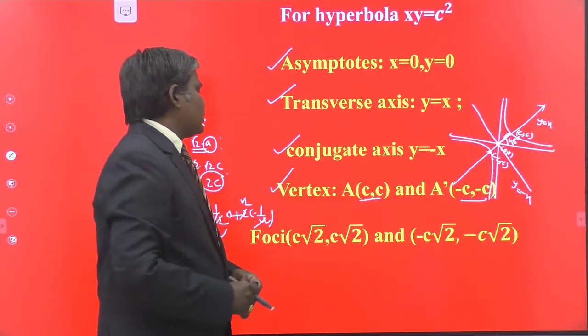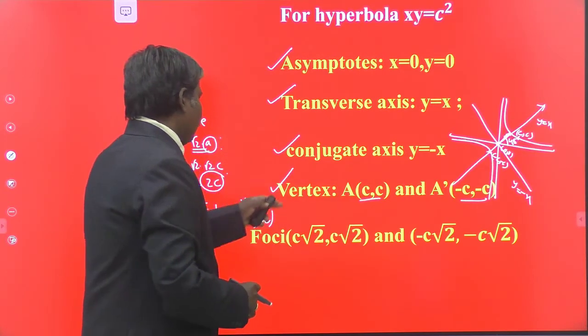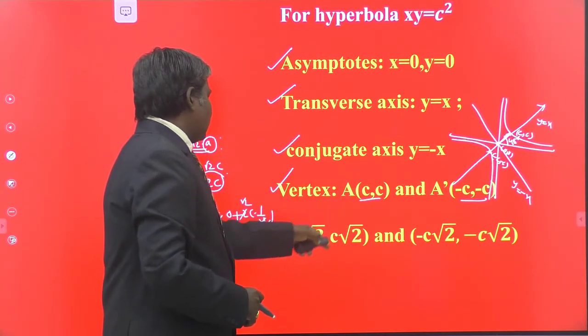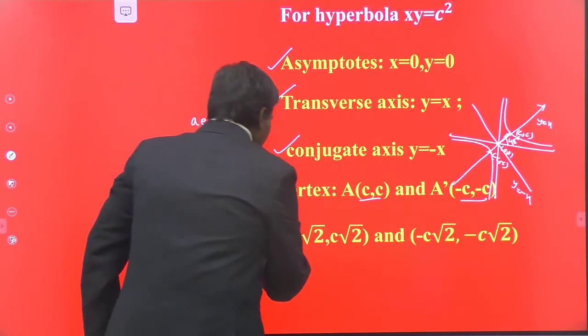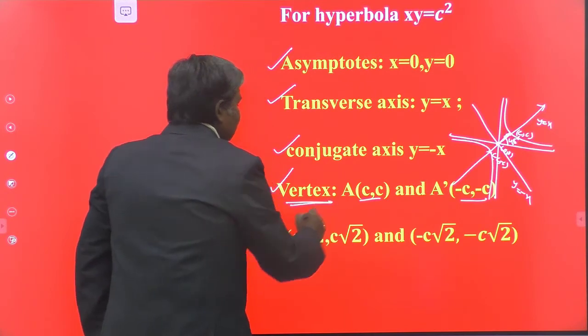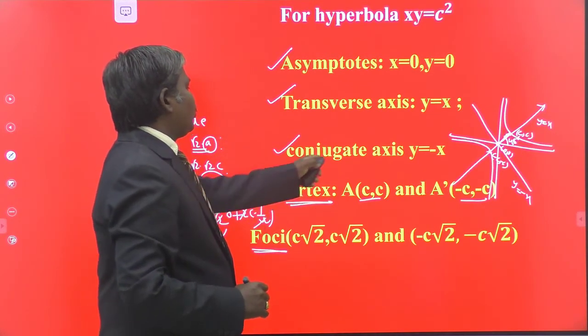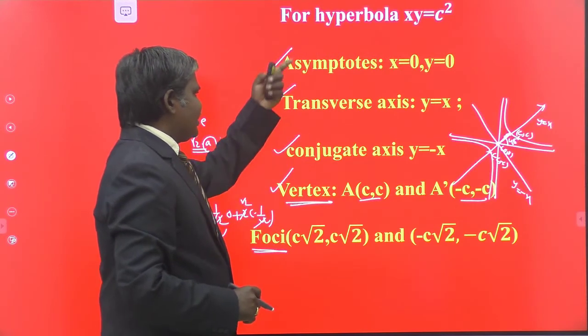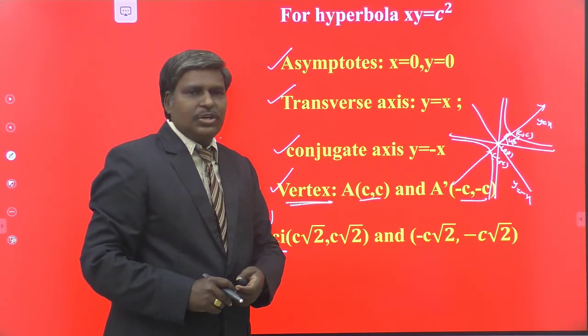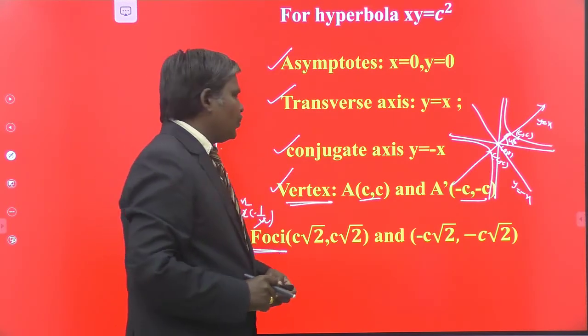Sorry, these are the vertices of the hyperbola, and these are the foci of the rectangular hyperbola. Coordinates of foci, coordinates of the vertices. And the conjugate axis is y equal to minus x, the transverse axis is y equal to x, and the asymptotes are x equal to 0 and y equal to 0. Okay.